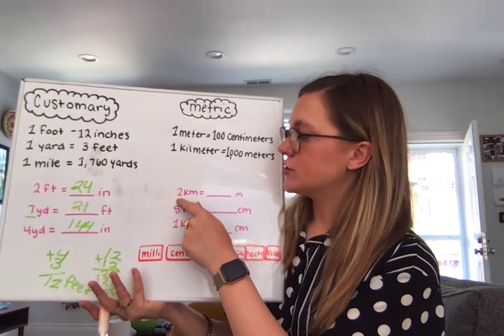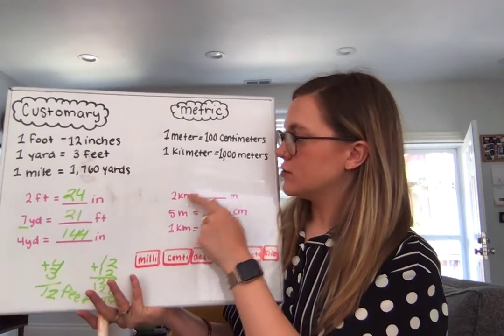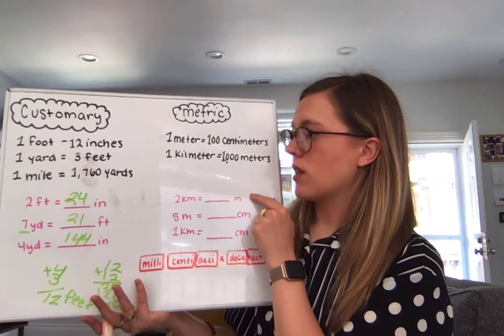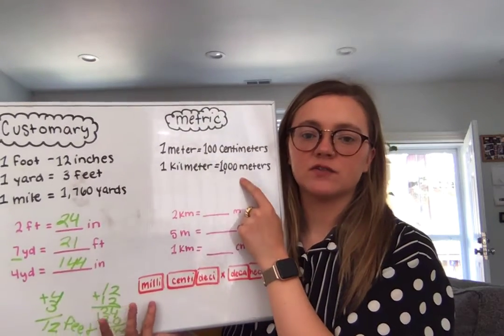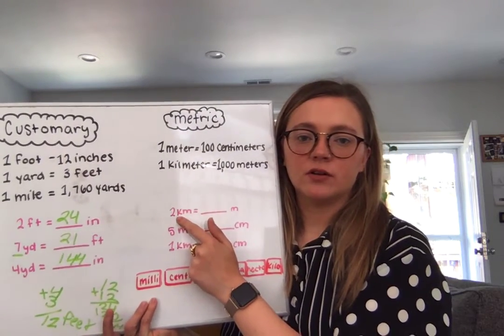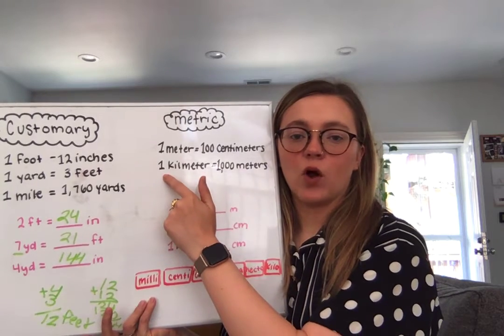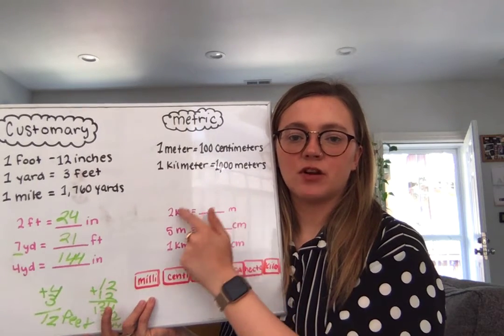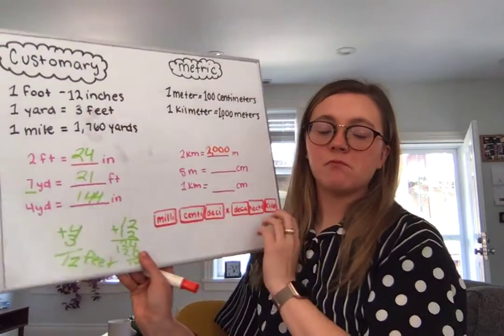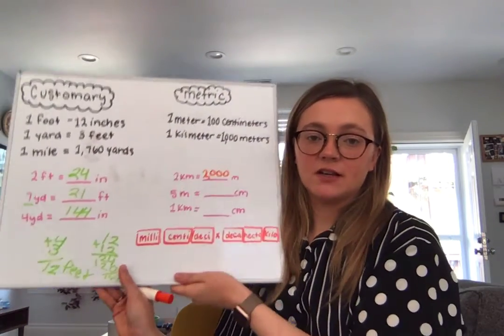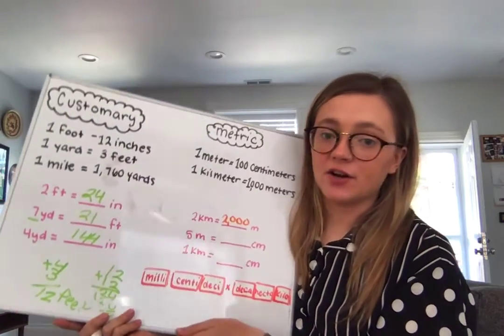I want to know 2 kilometers is how many meters? Well, if I know 1 kilometer is 1,000 meters, how many zeros do I need to add to 2 to find out how many meters I have? Look, I went from 1 to 1,000, so I'm going to go from 2 to 2,000. So I'm going to flip my board so it's easier for me to write. So to get from kilometer to meter, you multiply by 1,000, which just means you need to add 3 zeros.